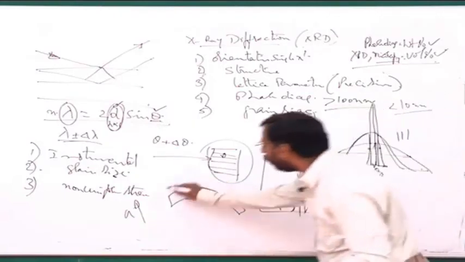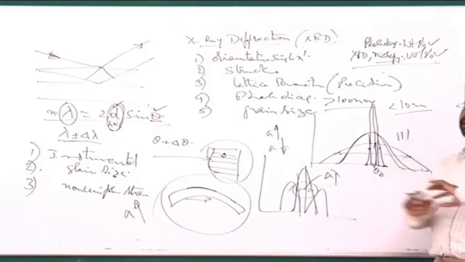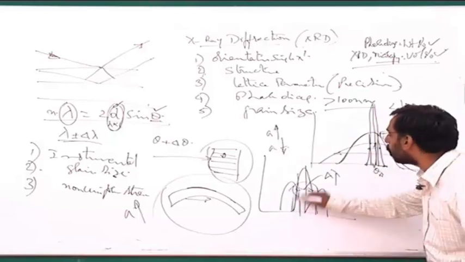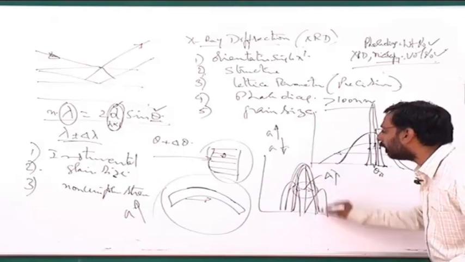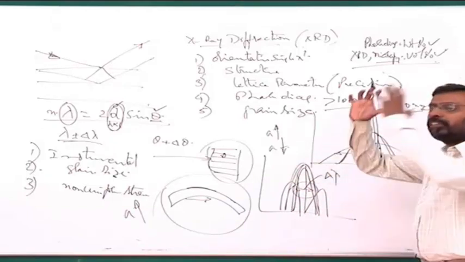But if there is a non-uniform strain inside the material, so that means certain planes are expanding and certain planes are contracting, okay, then there is both expansion and contraction. That causes a broadening rather than this shifting of the peak. You simply see a broadening.